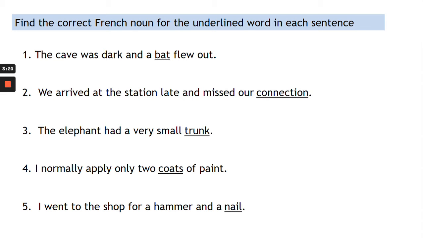Number 2, we arrived at the station late and missed our connection. So you look up connection, find the French word, but you've got to get it in the context of the station. The elephant had a very small trunk. We're looking for the trunk of an elephant, not the trunk that is used for luggage. And I normally apply only 2 coats of paint, coat as in paint, rather than the one that you would wear for when it's cold.